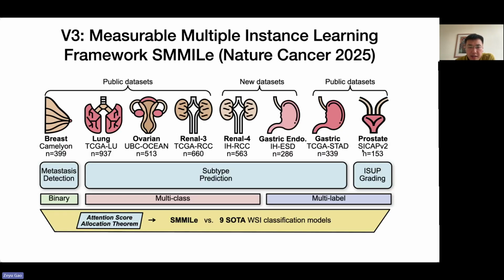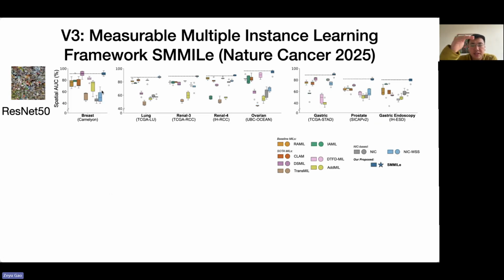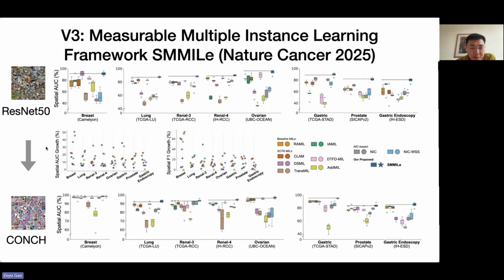So finally, we evaluate our framework on eight datasets and across different computational tasks. This is a similar picture to the previous one. It shows the dark blue is our model, SMMILe. It shows comparable performance at the slide-level classification. But when we go to the spatial quantification result, or what we call the instance-level classification result, it shows much better performance than the others in the ResNet setting, and also in the foundation model setting.